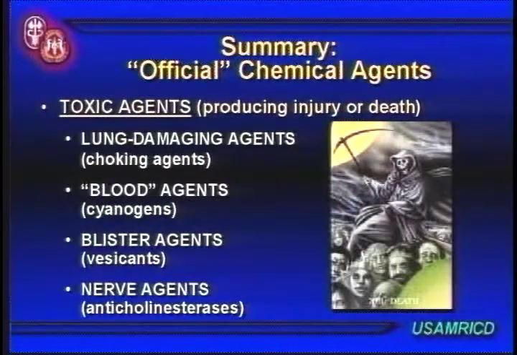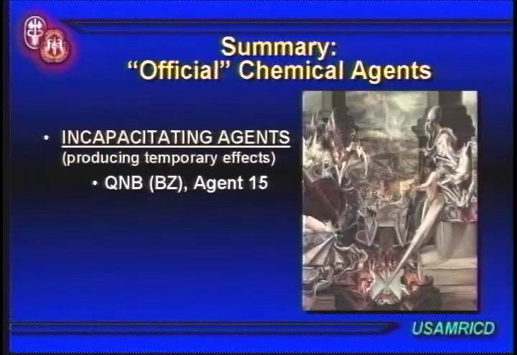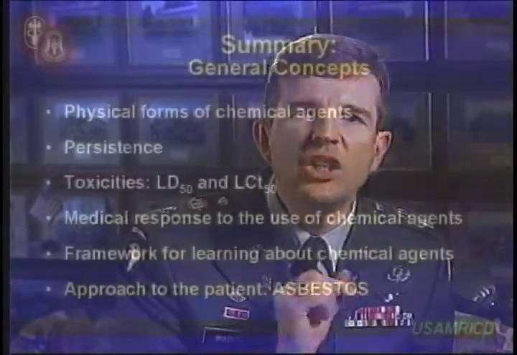So, to review, we have learned what a chemical warfare agent is. We've learned three agents that are not considered to be official chemical warfare agents, and we've learned that the agents that the United States considers to be official chemical agents fall under the category of toxic agents, of which there are four kinds: lung, blood, blister, and nerve, and incapacitating agents. We've learned a little bit about each agent, and we've learned some important information about terms that are likely to be encountered in any perusal of the chemical warfare agent literature.